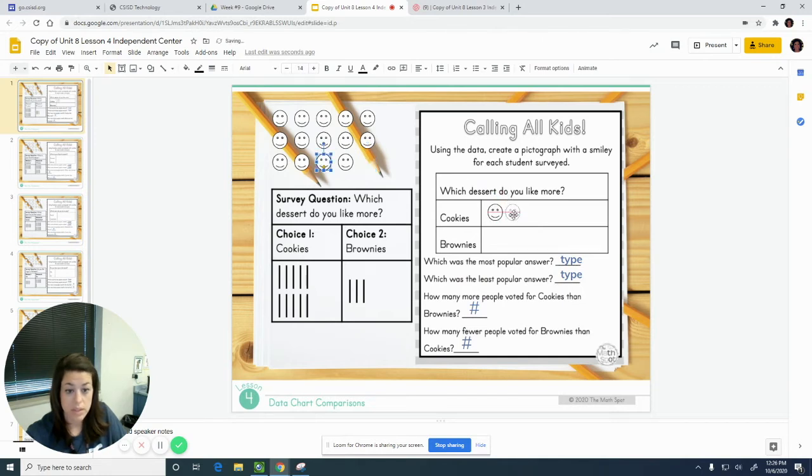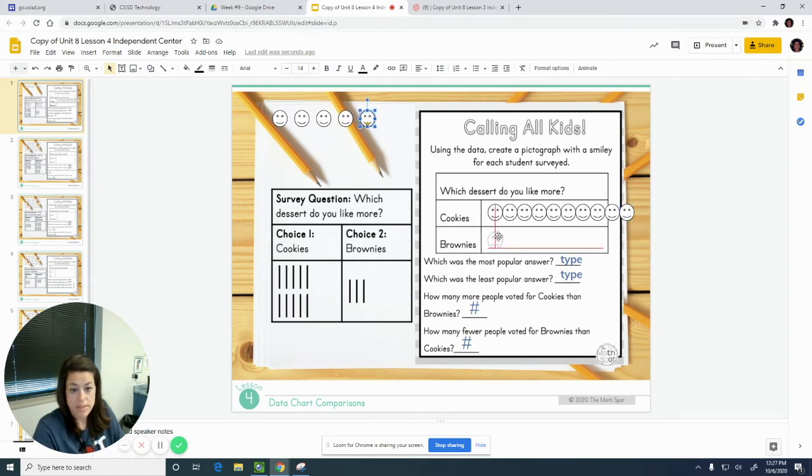1, 2, 3, 4, 5, 6, 7, 8, 9, 10. How many people liked brownies? 1, 2, 3. So I'm going to put 3 smiley faces for brownies. Then I'm going to answer my questions.